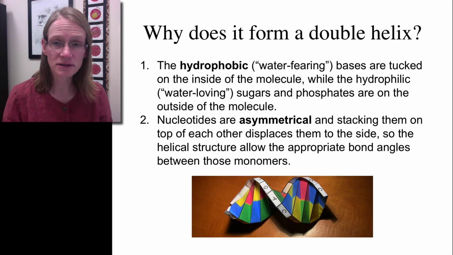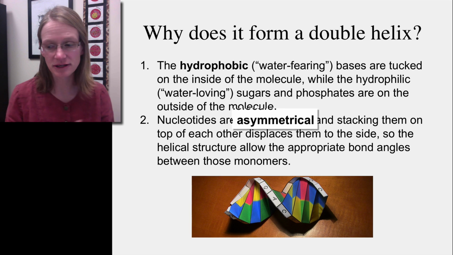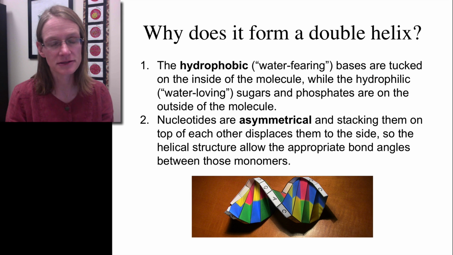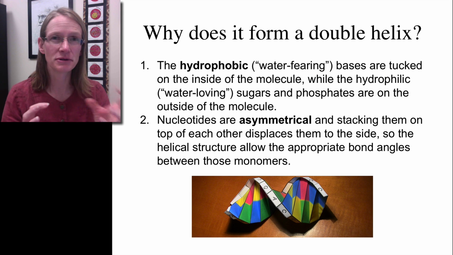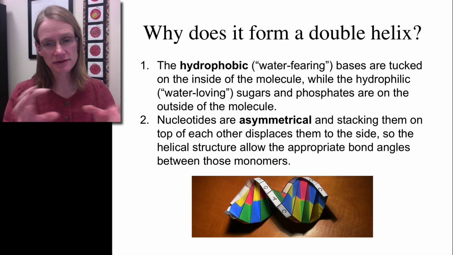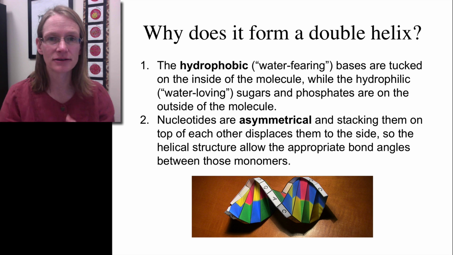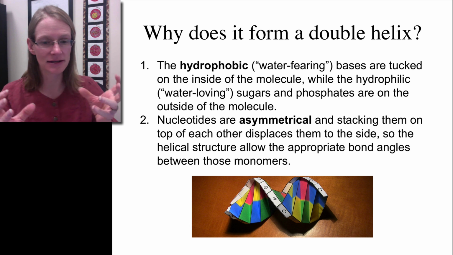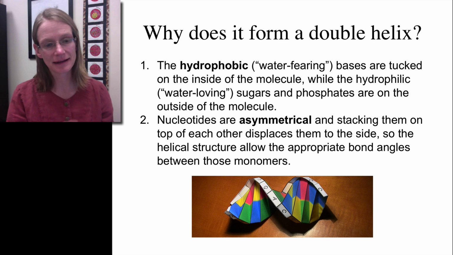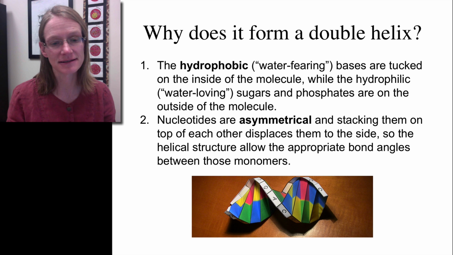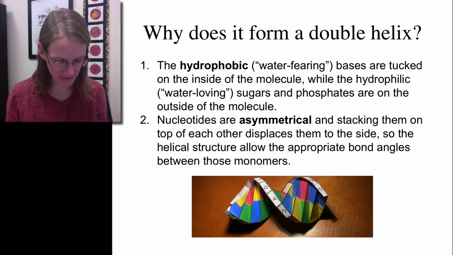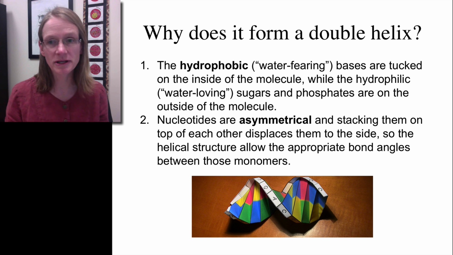The other thing that contributes to this double helix is the asymmetry inherent in the sub-pieces of this molecule. I already mentioned the asymmetry in the purines and pyrimidines. If you're trying to stack all these nucleotides, they end up displacing each other a little bit to the side. Having this helical structure allows for the bond angles that are necessary to attach all those monomers together. And that manifests as the structure we know as the double helix, which is our DNA.